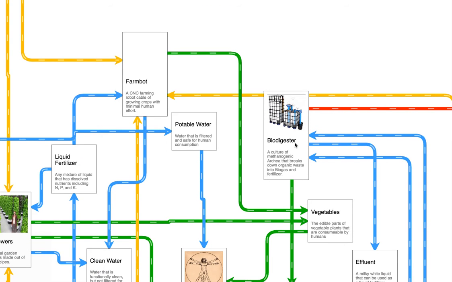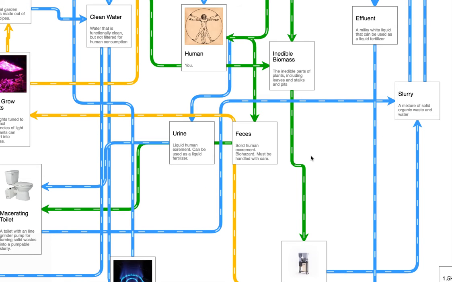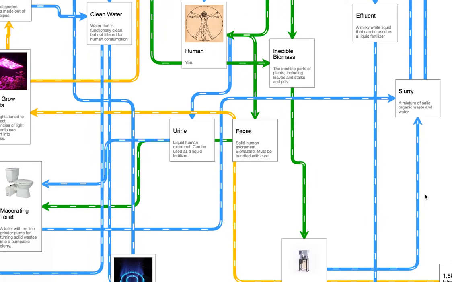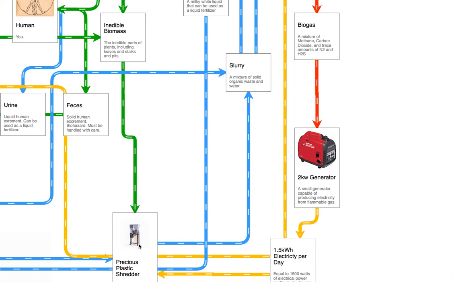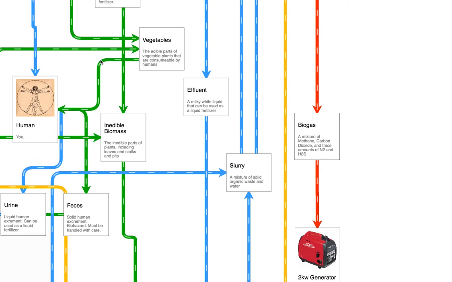And then the biodigester is putting out biogas that's then going into a generator, and then the generator is putting out electrical energy that is running, there it goes, that's running out of here into the shredder, into all of these things. It's going up and running the grow lights and all that stuff.